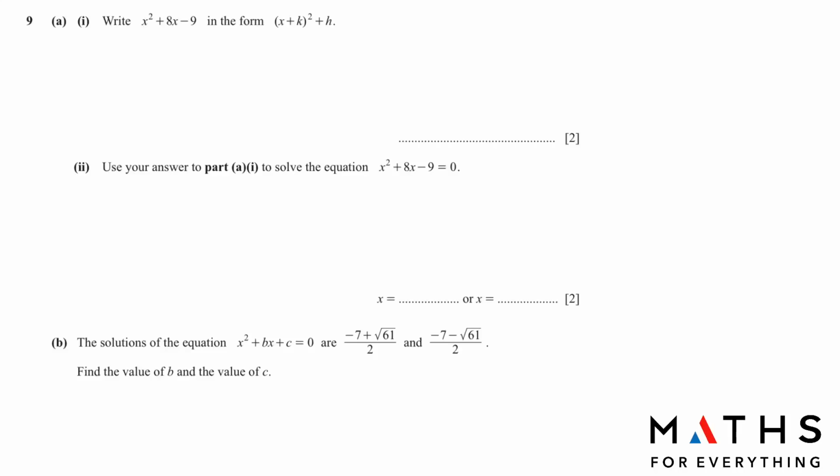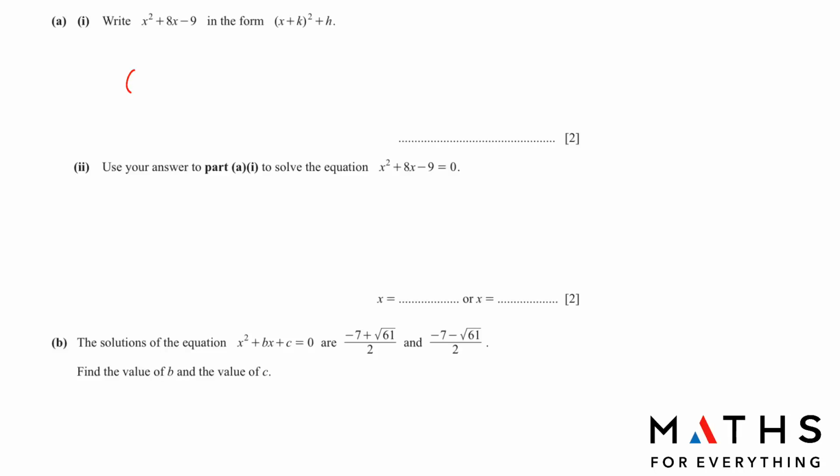Question number 9 is an algebra question. Part A1. Write x square plus 8x minus 9 in the form x plus k square plus h. This is completing the square. You can watch the videos which I have made on different types of completing the square. I'll show you in a very easy way. So first, this applies when the x square does not have any coefficient, so it's only 1.